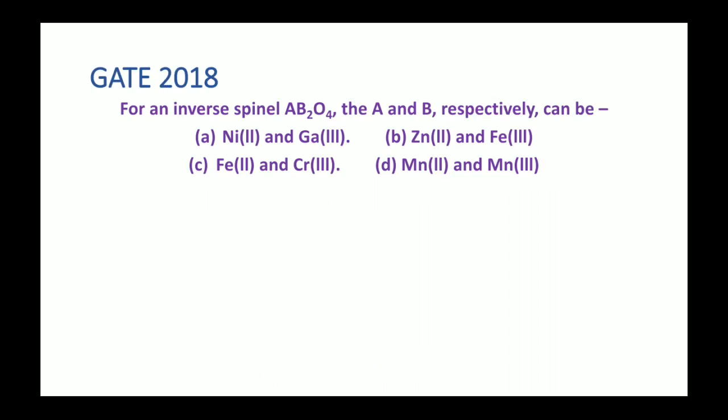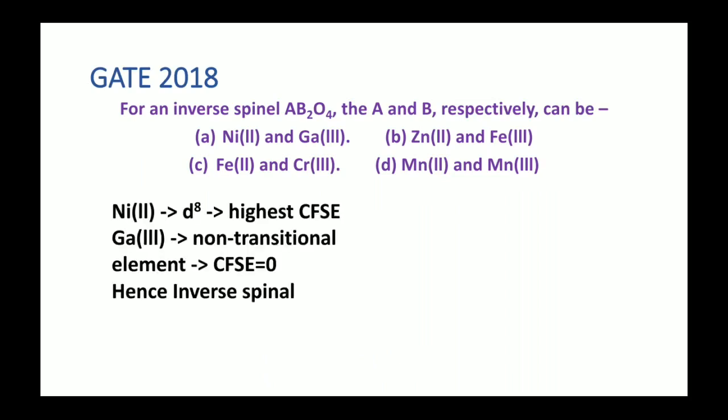So guys, if you consider option A, then we can see that Ni2+ is a d8 system, and I told you that d3 and d8 have the highest CFSE, and obviously choose the octahedral site. And here gallium 3+ is a non-transitional element and CFSE is equal to 0. So this is the ideal condition for the inverse spinel, and hence this will be the correct answer. But guys, I will come to the next options as well. Option B we already discussed, and it is a normal spinel.